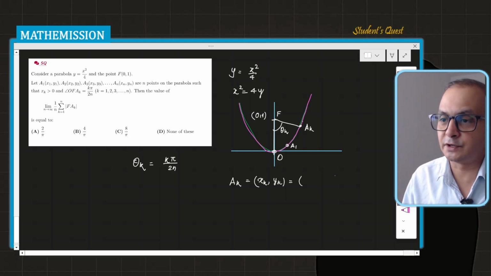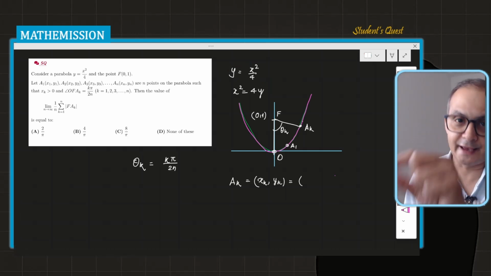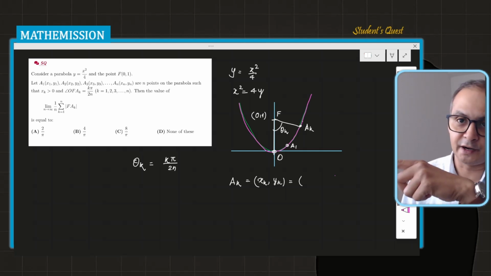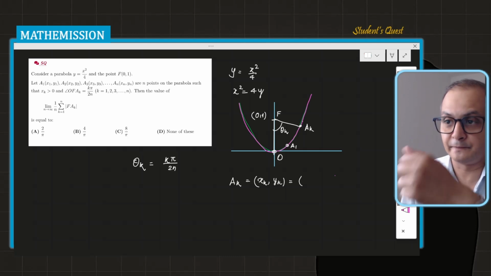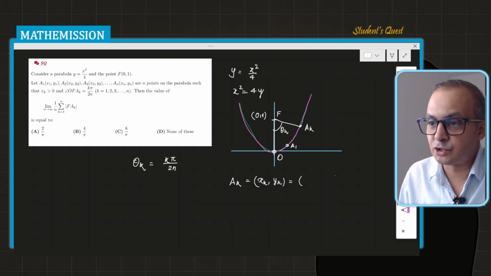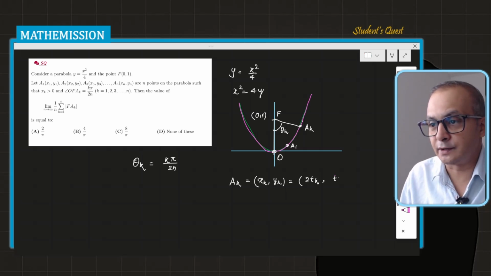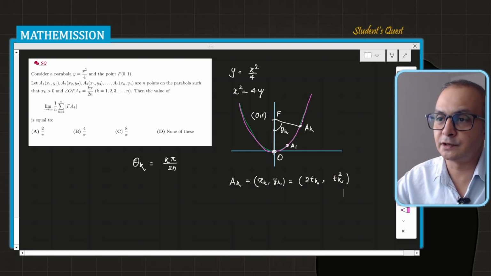Let's say t, the parameter, but I'm writing t with the index k, because each point has a different parameter. A1 has a different parameter, Ak has a different parameter, in the sense that it depends upon the value of k. So now I'm writing x as 2tk and y will become tk square, correct, because 2t comma t square you write.